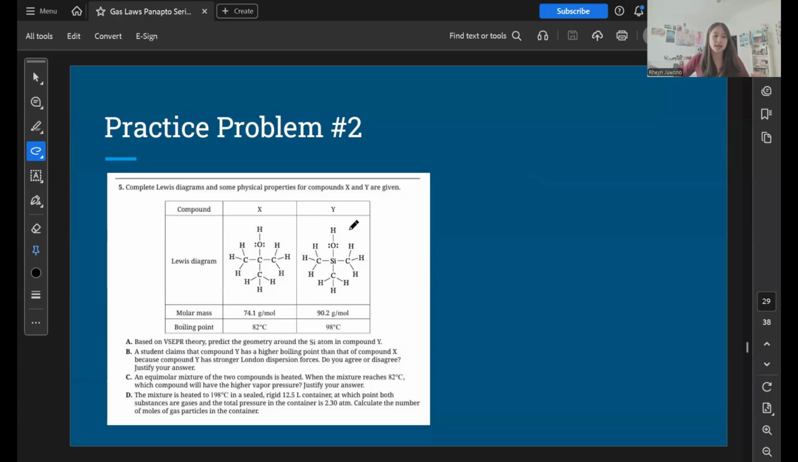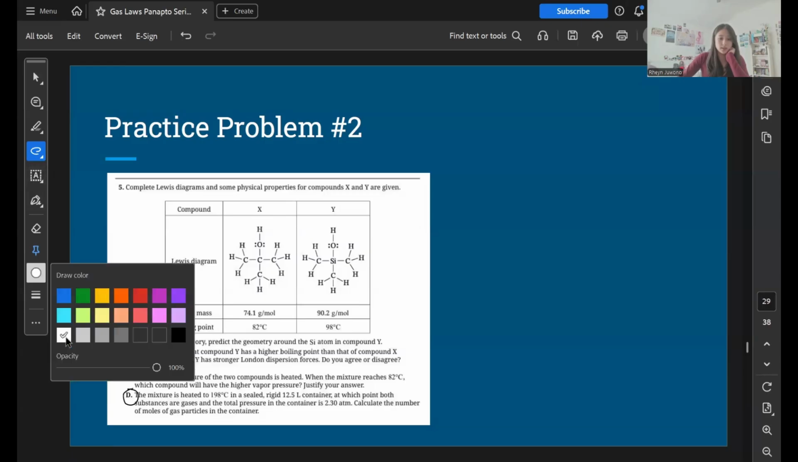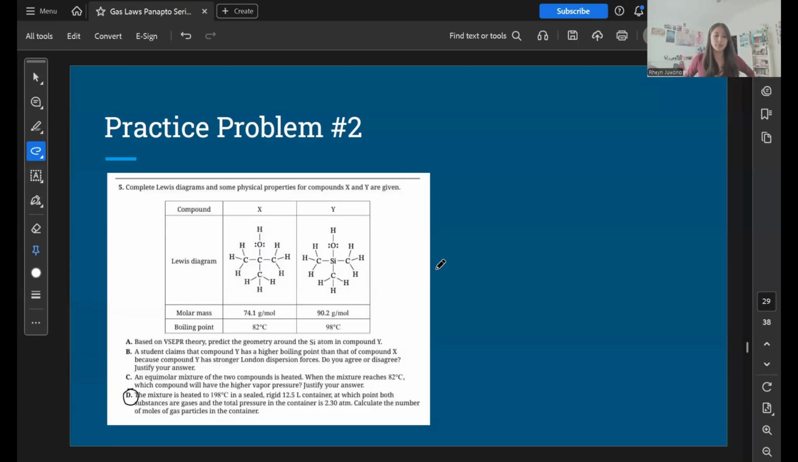The question is to complete the Lewis diagrams, and then it gives some physical properties for compounds X and Y. So I'm just going to zero in on this last part of the question, because this is what's concerning gas.